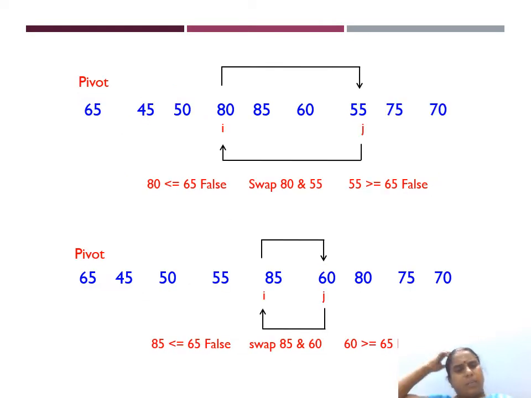In the third step, now the i position is moved to the right. Now the position of i is 4 and the position of j is 7. So now again 80 is compared with the pivot, and the pivot value is 65. While we make the comparison, 80 is greater than the pivot. So the i is not moving forward and the i value is taken as 4.